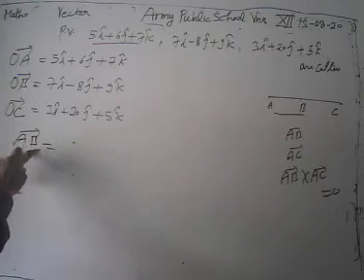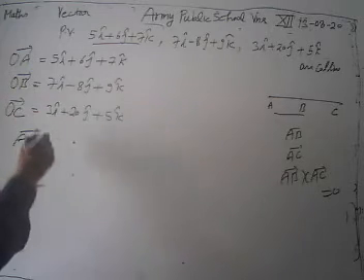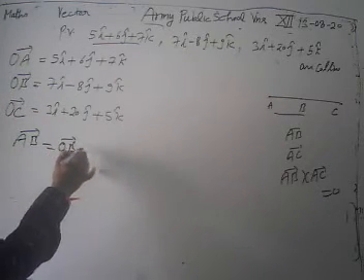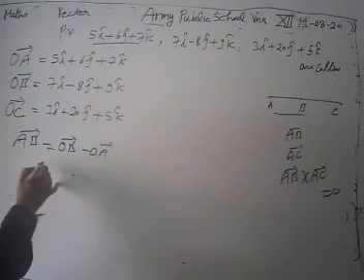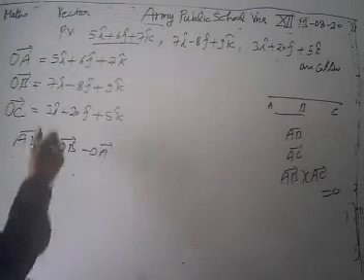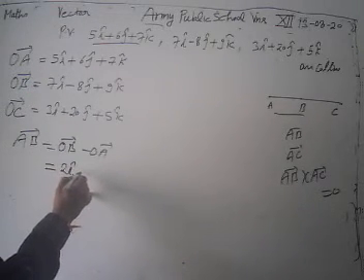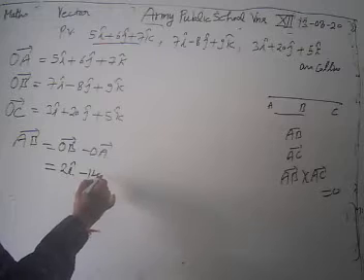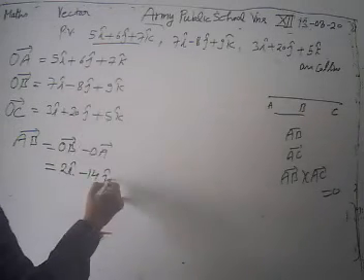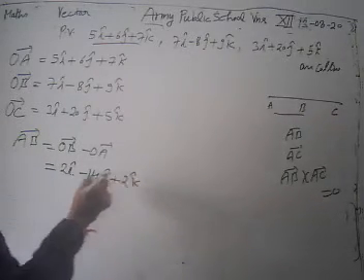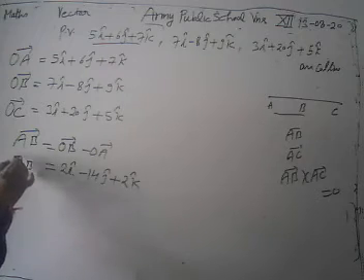How can we get AB? Vector OB minus vector OA: 7 minus 5, 2I cap, minus 8 minus 6, minus 14J cap, 9 minus 7, plus 2K cap. We get our vector AB.